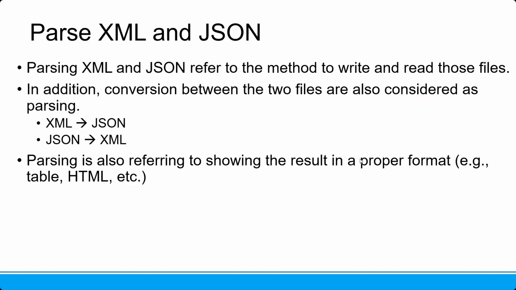That's why we call it parsing. Parsing XML or JSON refers to the method to write and read those files. In addition, the conversion between the two files is also considered parsing. For example, you change XML to JSON, or JSON to XML. Parsing also refers to showing the result in a proper format. For example, you change XML to a table, XML to HTML, JSON to HTML, and so on. We can also mention that as parser or parsing.